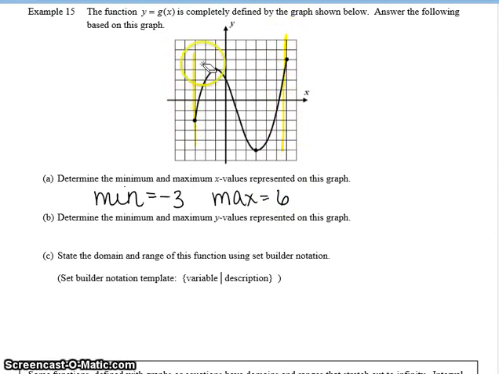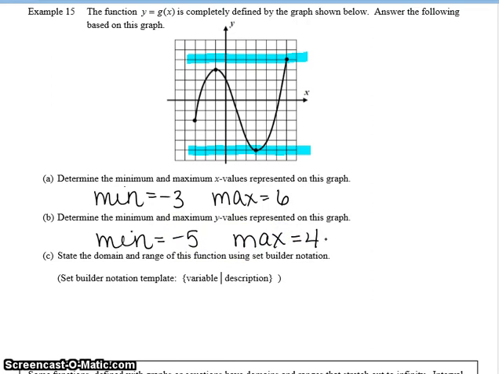So it's minimum, maximum. All right, now we're going to do the same thing for the y's. Now remember, y runs up and down. So here's my minimum, and here's my maximum. So it's the lowest and the highest on the y going up and down. So my minimum value looking at that graph is -5, and my maximum value is +4.